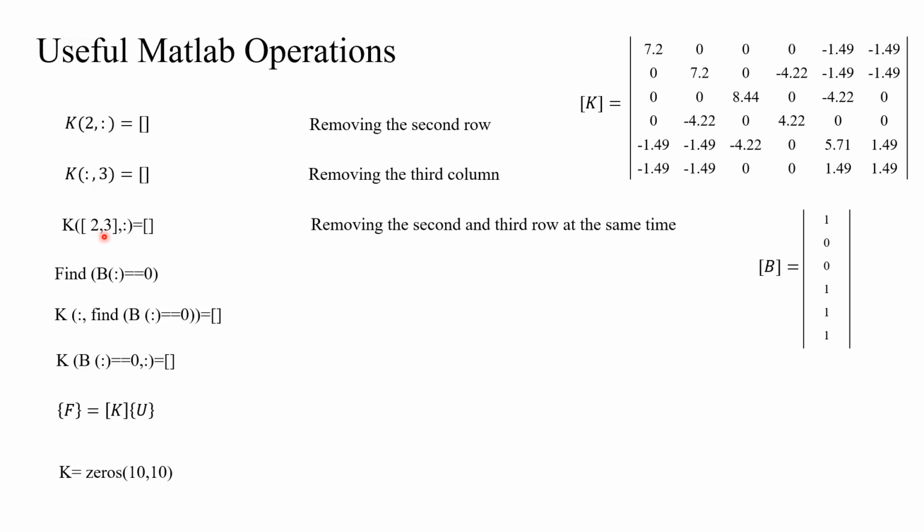That's very helpful, because if you remove the second row and then the third row, the new third row is technically the fourth row of your original matrix. So it's very important to remove them at the same time.